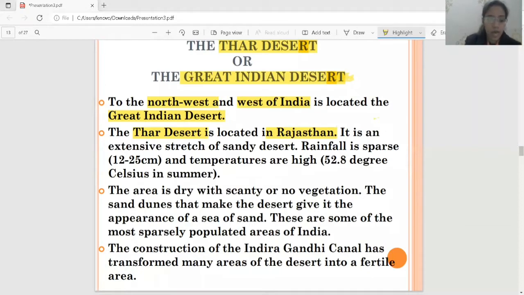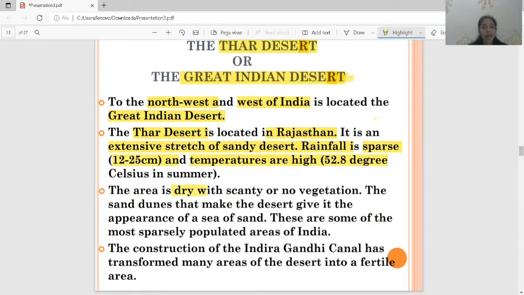Keep on underlining. It is an extensive stretch of sandy desert. Here lies your sandy desert. Like in the northern plains, alluvial soil is there; here, sandy desert is there. Rainfall is very less, sparse means very less, 12 to 25 centimeters only. Temperature is very high in summers, sometimes 52.8 degrees Celsius.